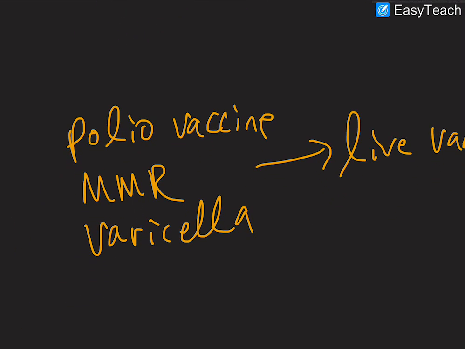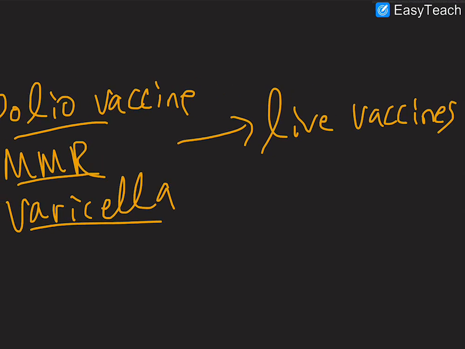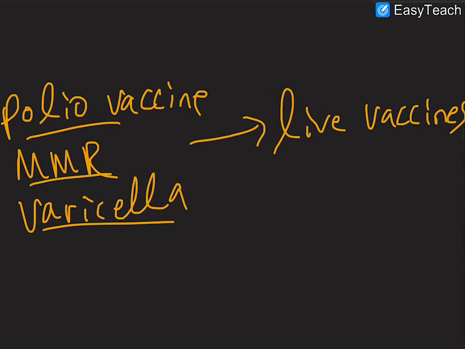Okay. And you need functional B cells to make antibodies. So if you don't have functional B cells, you can't make antibodies against these vaccines. Okay. So avoid polio, MMR, and varicella and live vaccines in general.